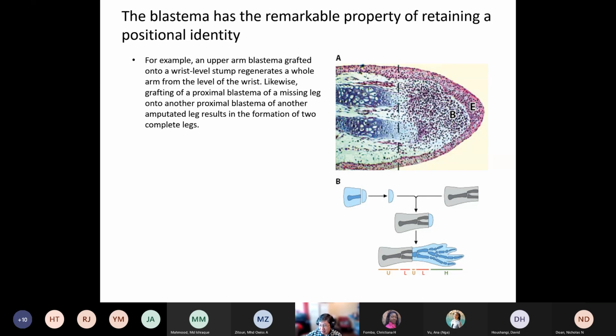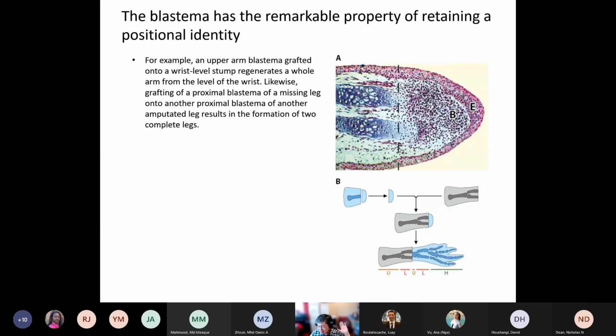Okay, please ask. So the blastema, the thing is that it can't grow on its own, right? It needs to be connected to the body in some way, correct? Certainly. Yes, it has to be put on top of that stump. It cannot grow by itself.